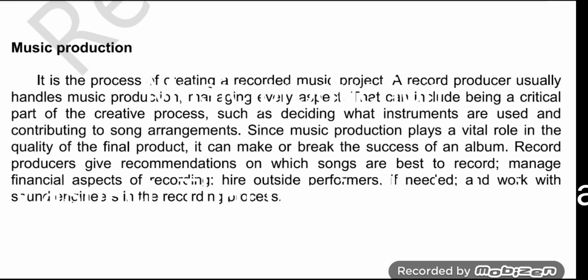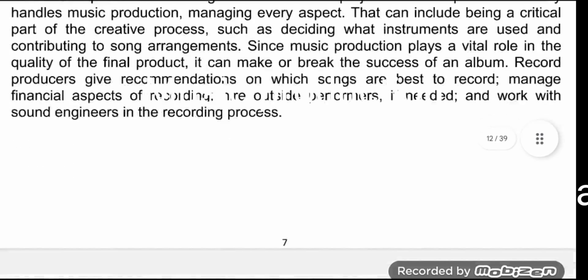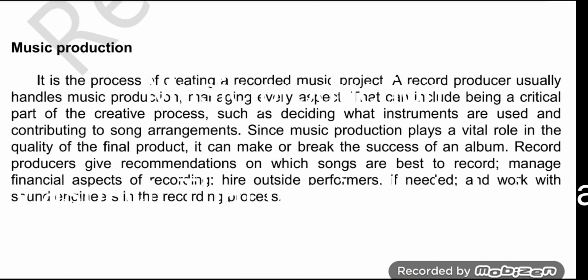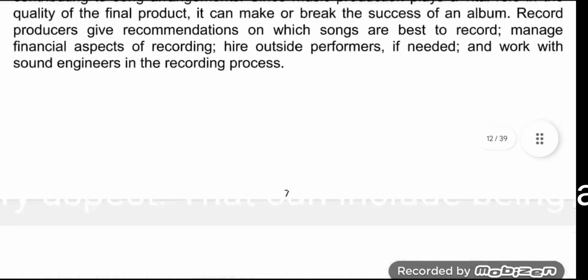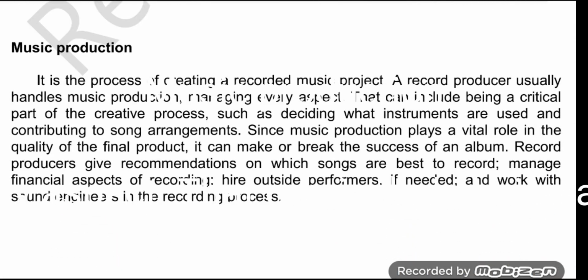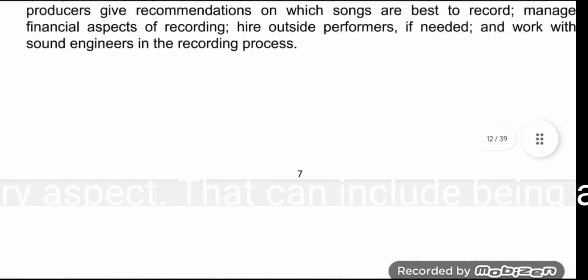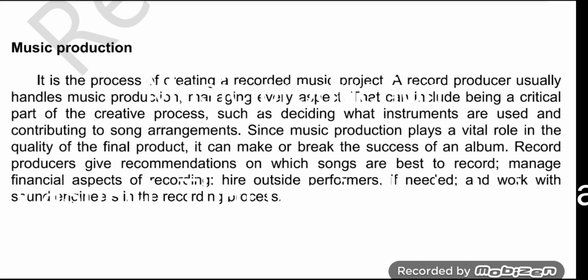Music production. It is the process of creating a recorded music project. A record producer usually handles music production, managing every aspect. That can include being a critical part of the creative process, such as deciding what instruments are used and contributing to song arrangements. Since music production plays a vital role in the quality of the final product, it can make or break the success of an album. Record producers give recommendations on which songs are best to record, manage financial aspects of recording, hire outside performers if needed, and work with sound engineers in the recording process.